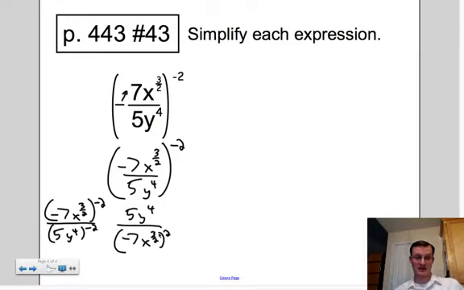This is to the second. This is to the positive second. You notice what we did was we just flipped it and then distributed this 2. So one big, bam, something very important.